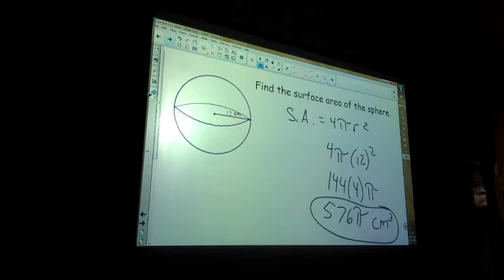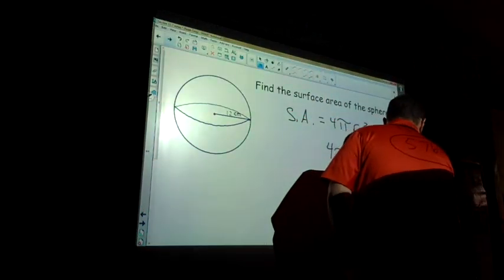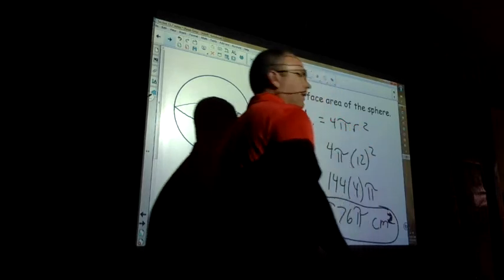But it's surface area, so wouldn't it be squared? It is squared. Shoot. Yes. So I squared it and cubed it. That's squared. I'm sorry. Thank you.